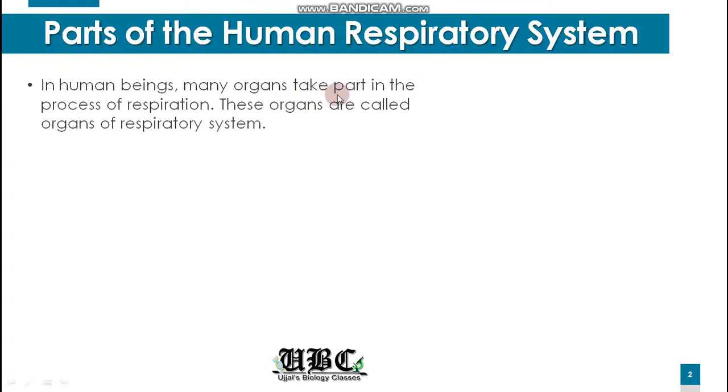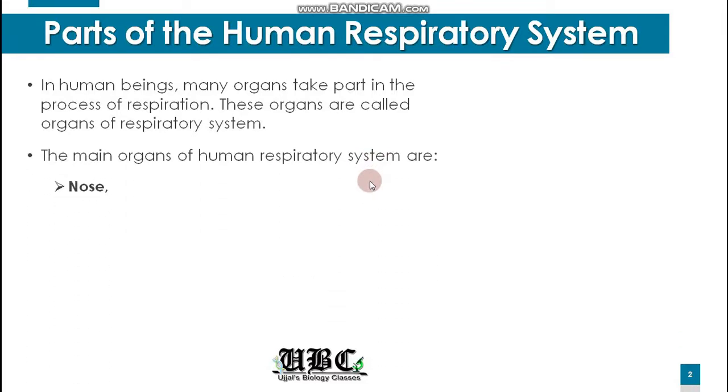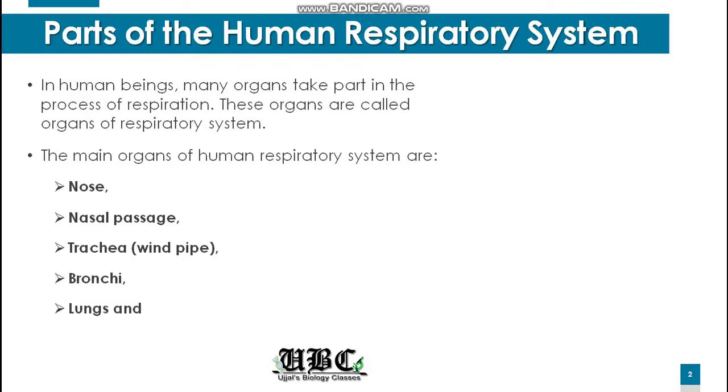Likewise, all the organs which participate in the process of respiration are called the organs of the respiratory system. Now let us have a look at which are the organs of the human respiratory system. Starting with the nose, then the nasal chamber or the nasal passage. Thirdly, we have the trachea or the windpipe. Next, the bronchi, the lungs, which is the most important part of the human respiratory system. And finally, we have the diaphragm.